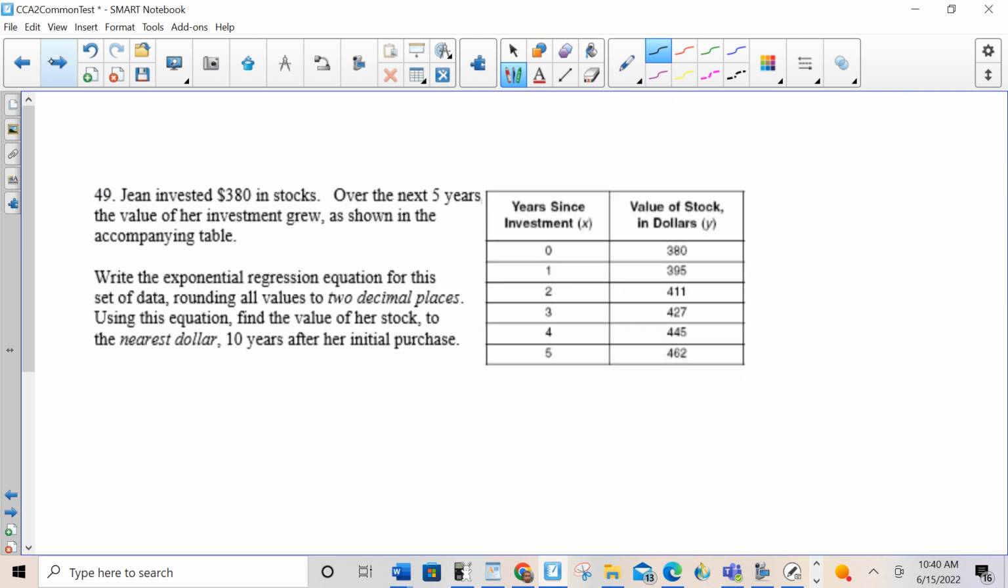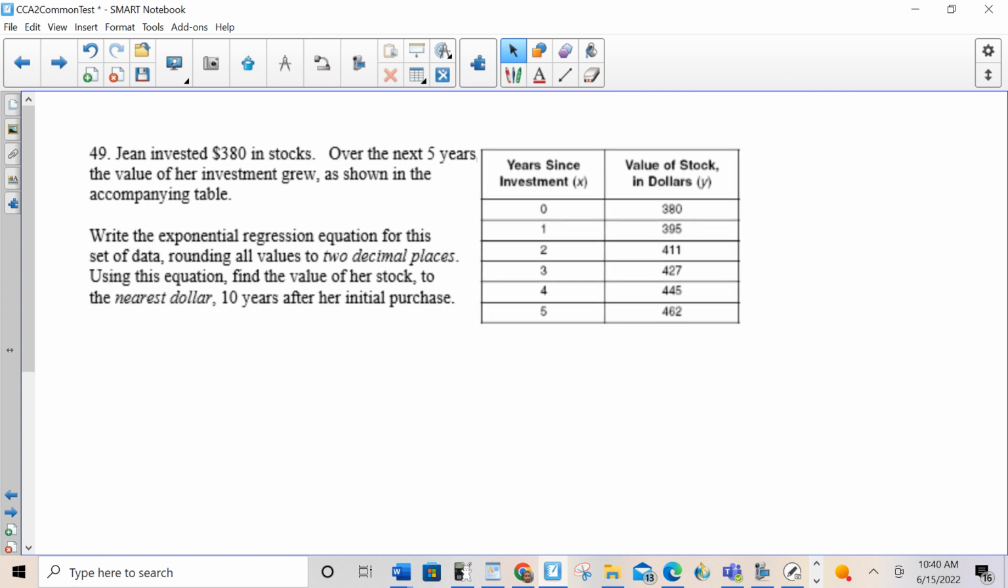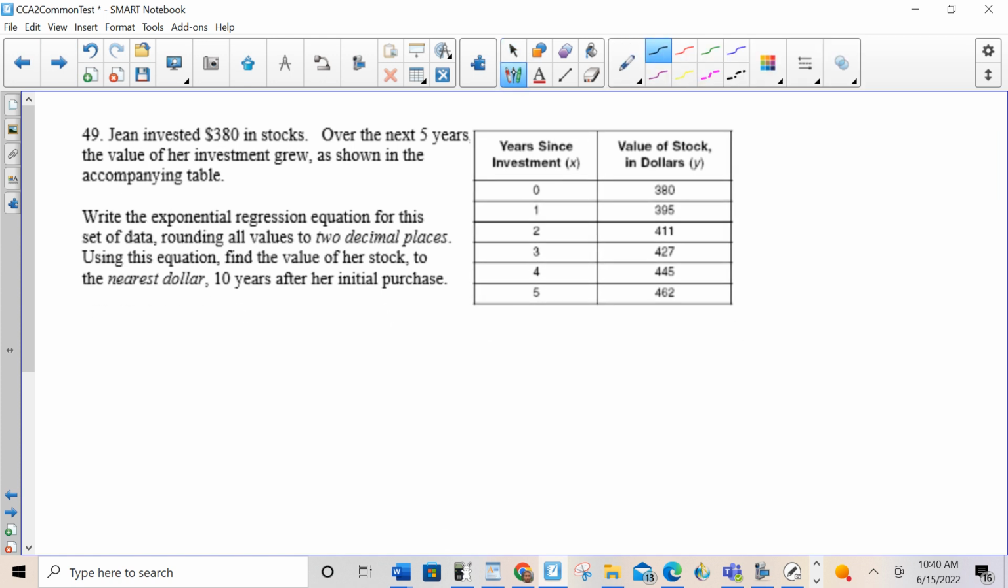Boom. Gene invested $380 in stocks. Over the next 5 years, the value of her investment grew, as shown in the accompanying table. Write the exponential regression equation. Well, there you go. Exponential regression equation is exp reg.